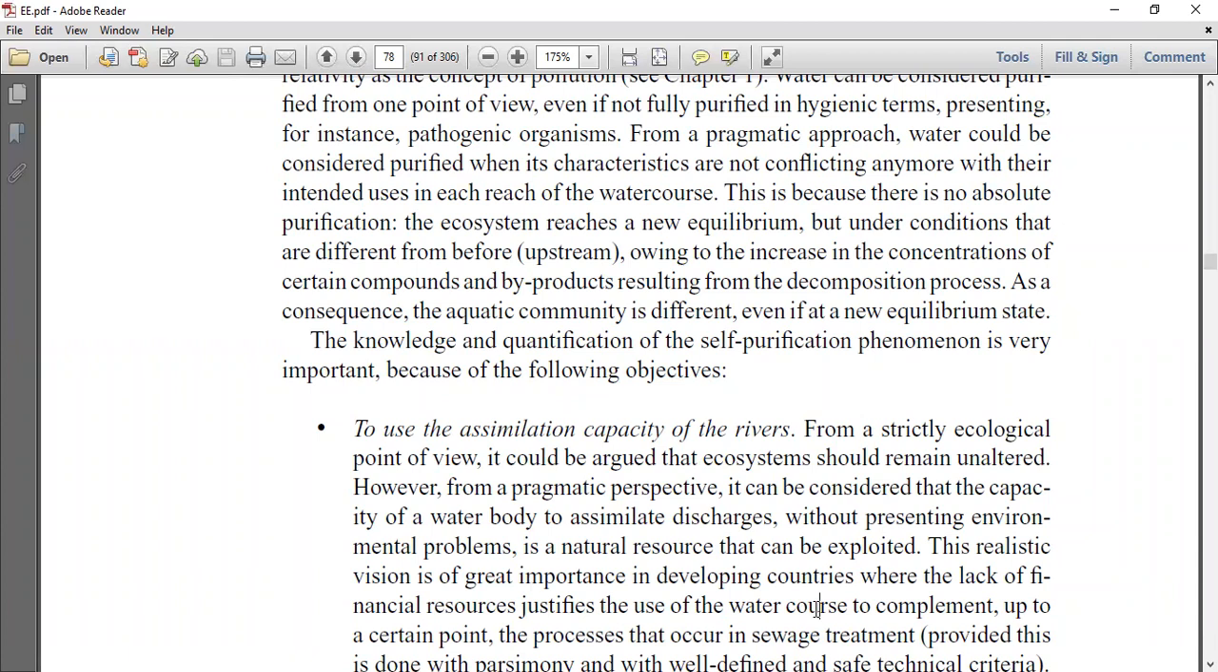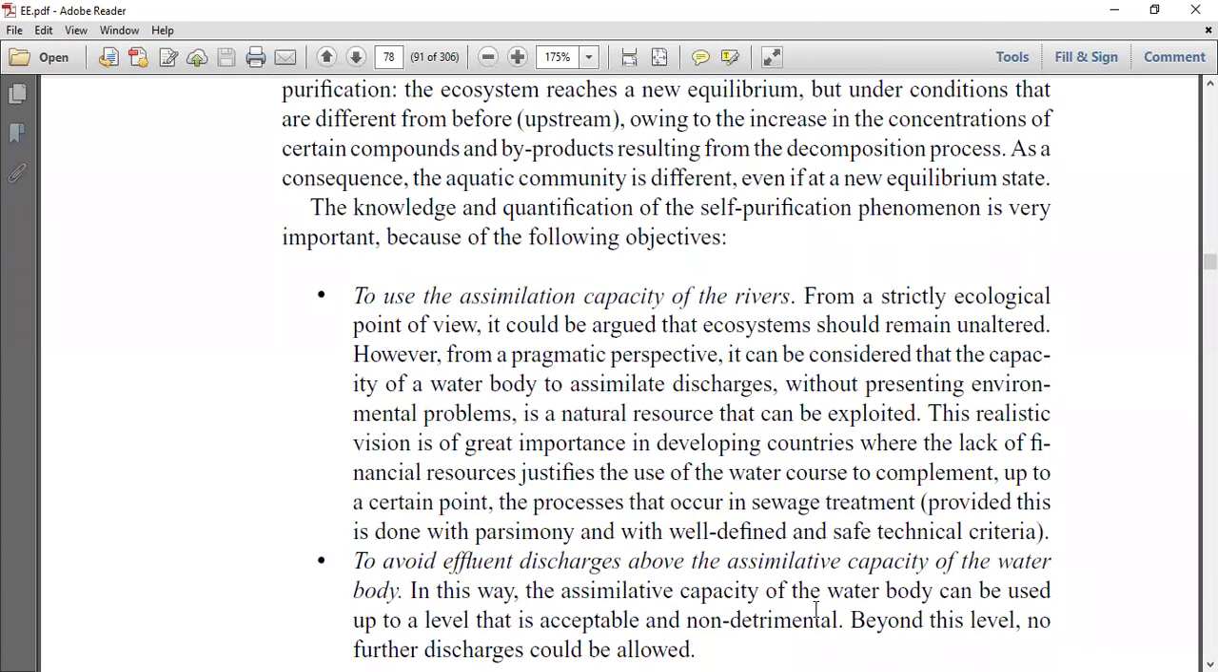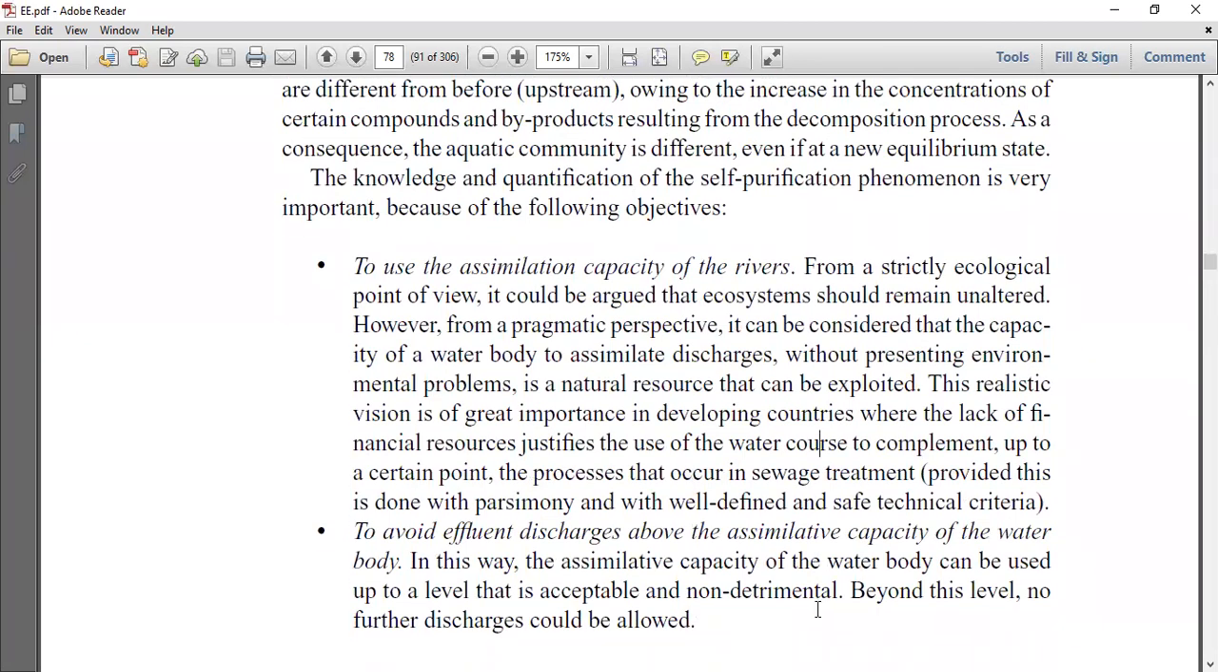The processes that occur in sewage treatment are done with parsimony and with well-defined and safe technical criteria. First, we use the assimilation capacity of the river. The capacity of a river is generally defined by the type of water, the dissolved solids and the dissolved oxygen content available in that particular water. With the help of that, we can use the capacity of the river to avoid effluent discharge above the assimilating capacity of the water body.